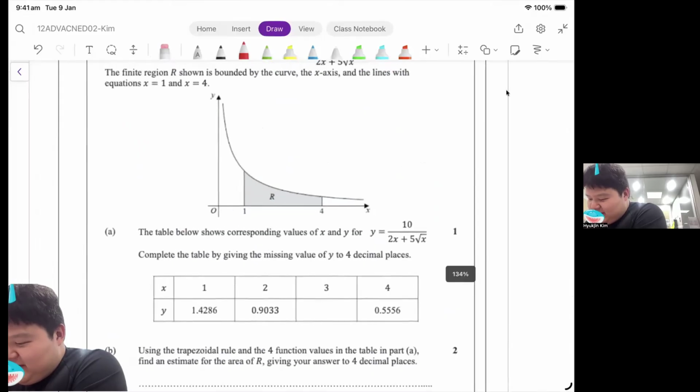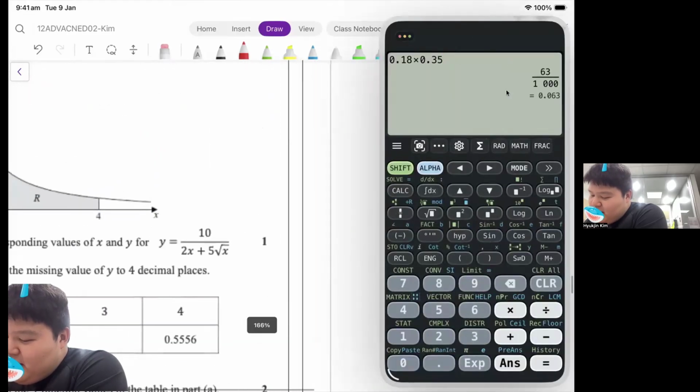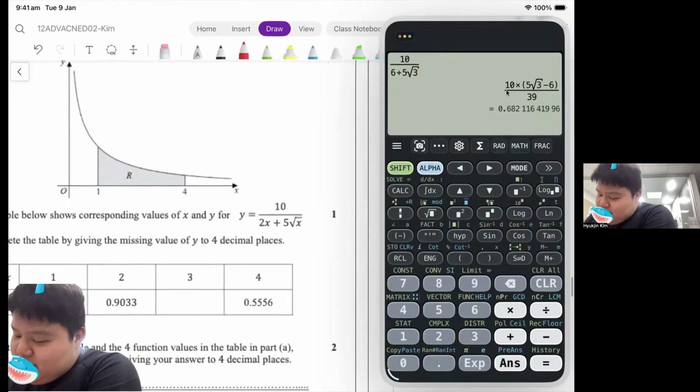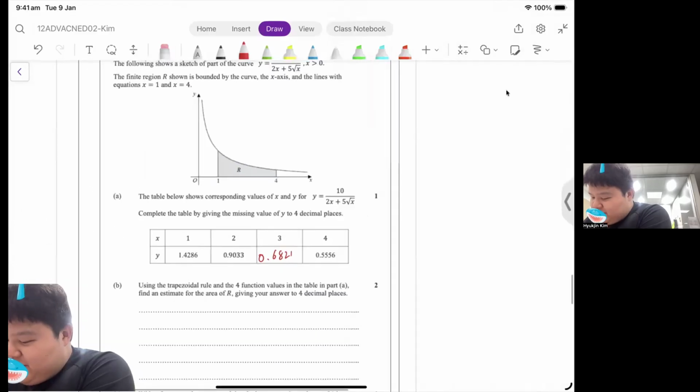I'm so not bothered for this. Five root 3, so 0.6821. Question asks for 4 decimal places.